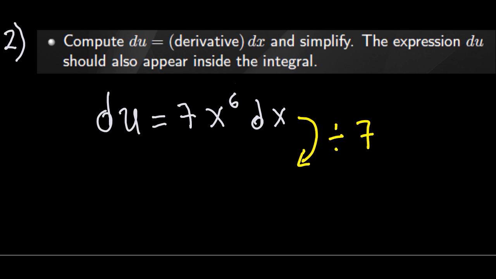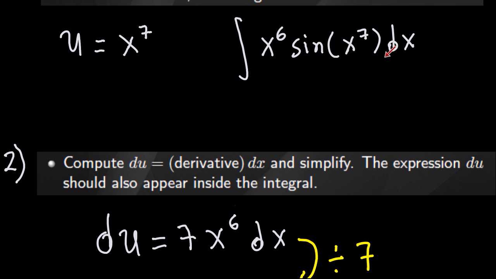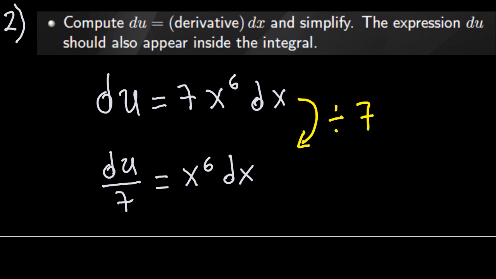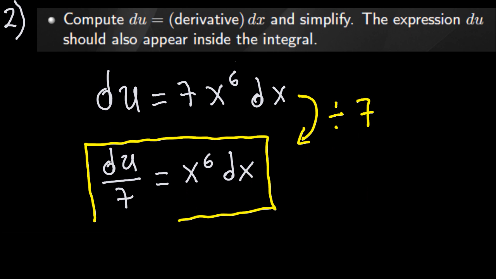I will have du divided by 7 that is equal to x to the 6 dx. So the only thing I did there was just divide by 7 on both sides. Now this expression that I have here on the right, x to the 6 dx, appears exactly in my integral. This x to the 6 dx appears exactly in that integral over there. Now with this in mind, let's keep this in mind because that's important. So this whole thing that is here will be important.